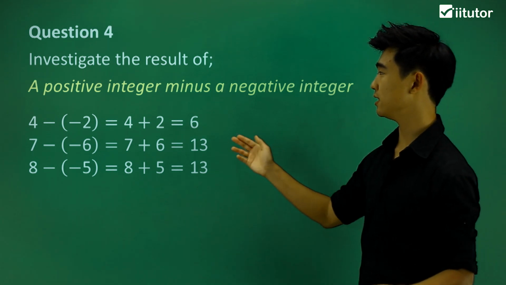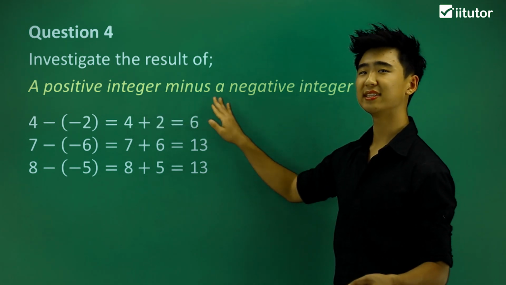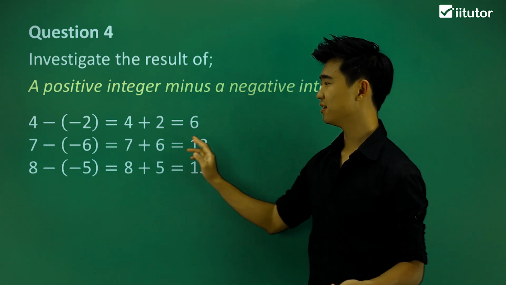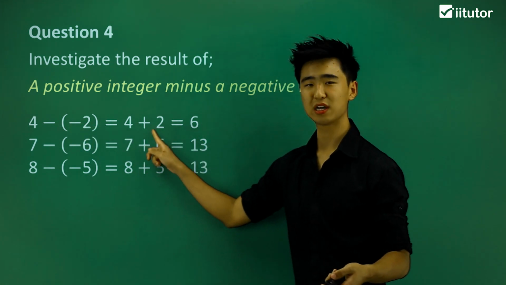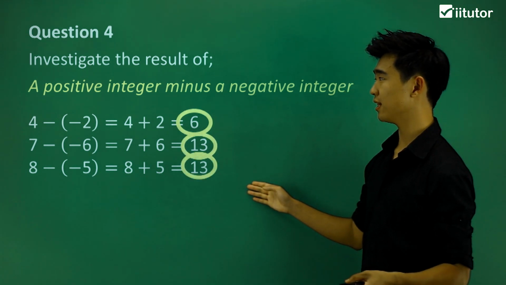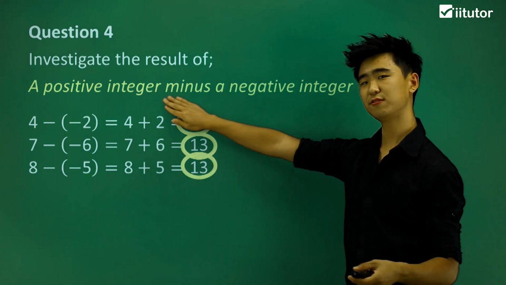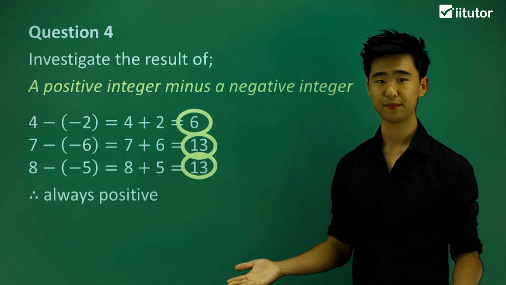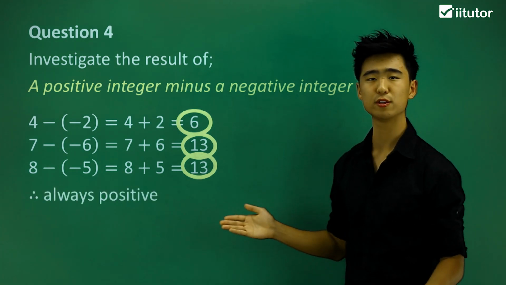So we can see here a positive integer minus a negative integer. That minus negative integer part means that all these signs just become plus, meaning we only get positive numbers here. So again, positive minus negative will always give me a positive number. That's what we can take away from this one.